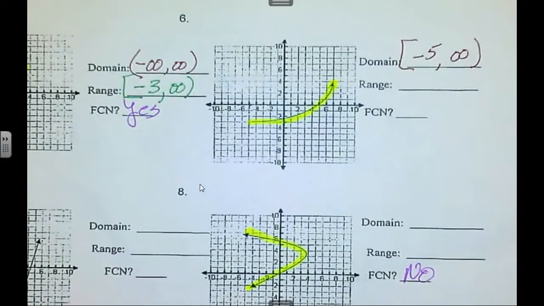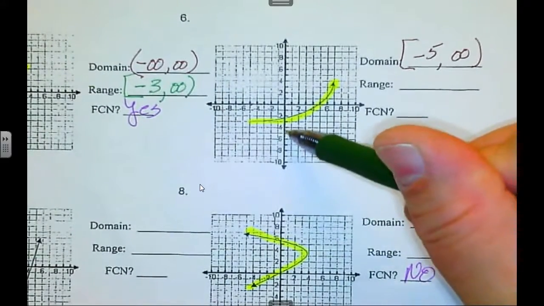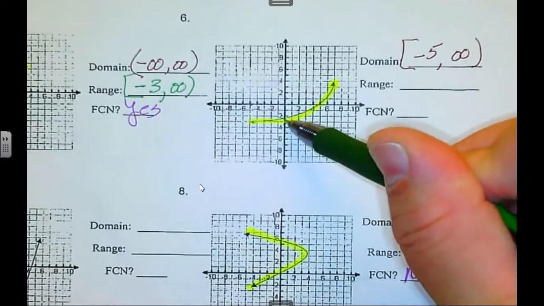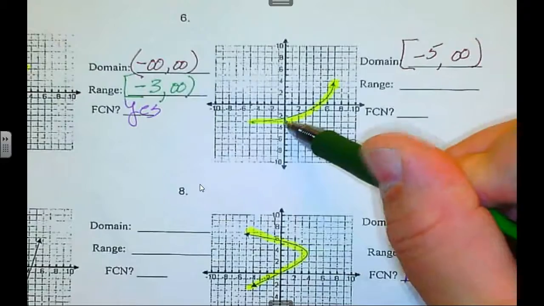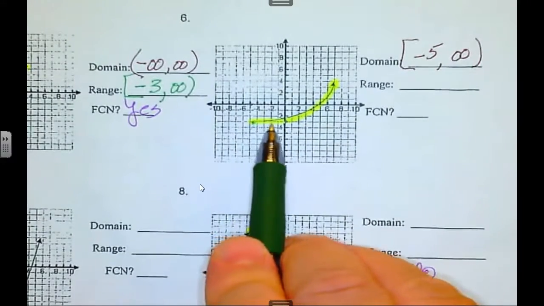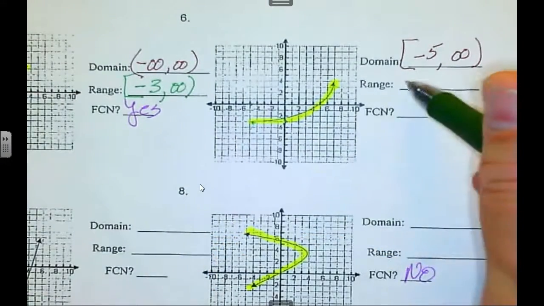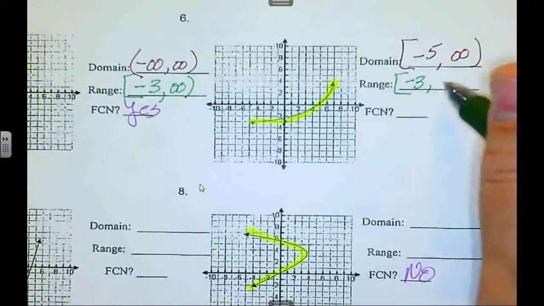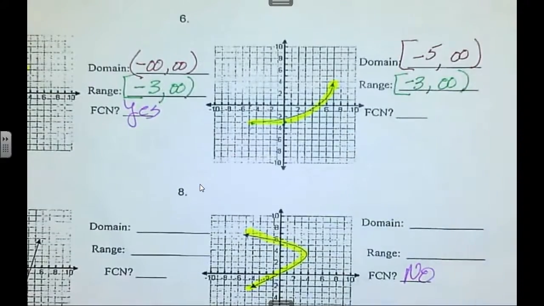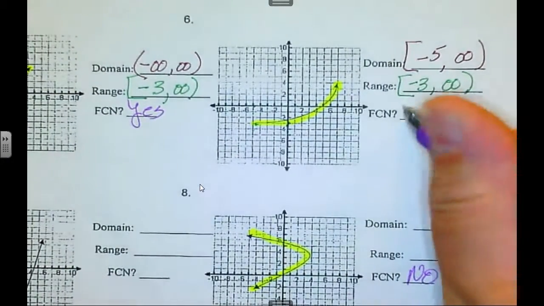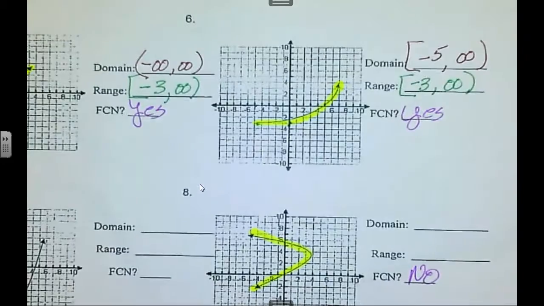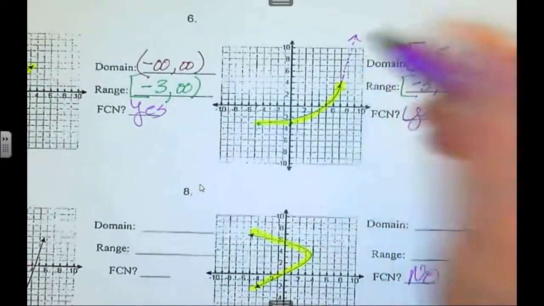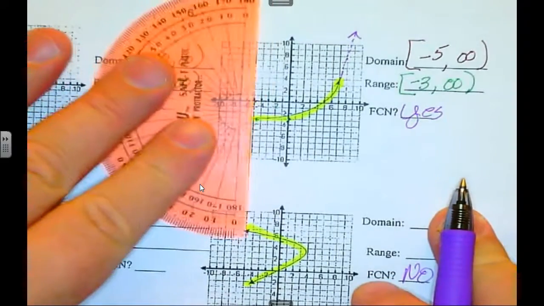How about the range? Where does it start? It can't be at 3. I'd say negative 3. This is where it starts, negative 3, and it's going to go up to infinity. Is it a function? Yes. I'm assuming that it's going to go this way. So if you do a vertical line test.